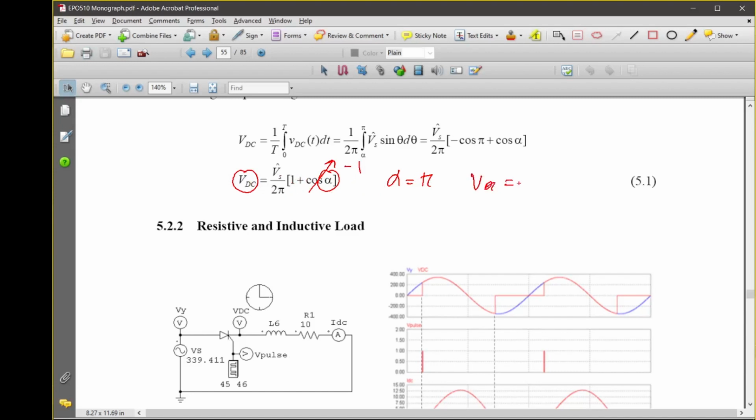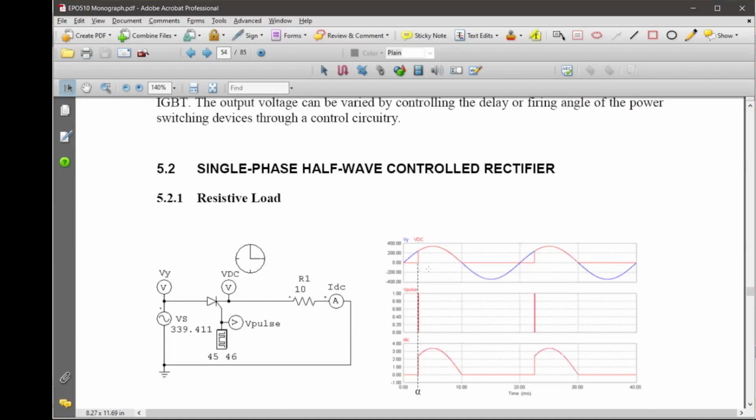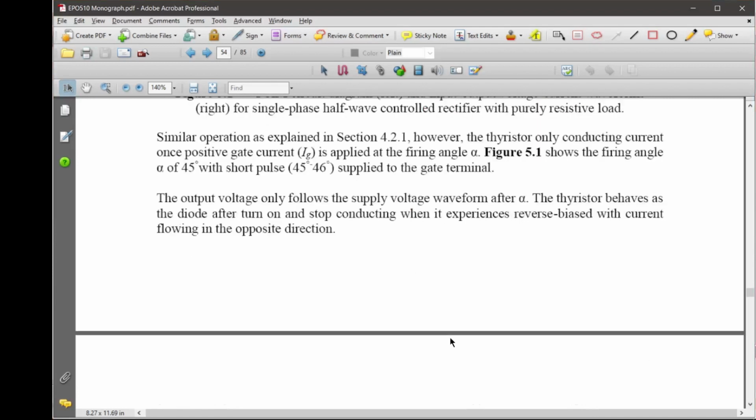So if you look at the waveform again, we have this output voltage. As you increase the value of alpha, you're going to see that the output voltage becomes smaller here, right? And then smaller again until π, isn't it? So if α equals π, then this is completely 0 all the time. So that's why VDC equals 0 when α equals π, right? So that is the output voltage.